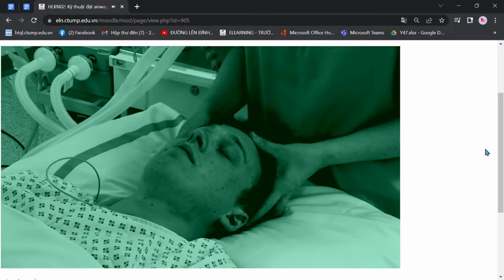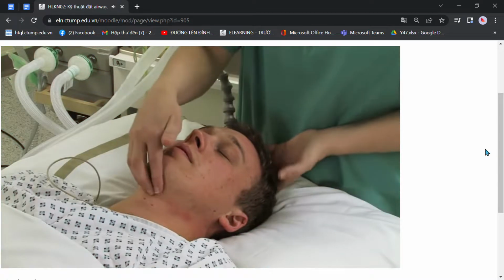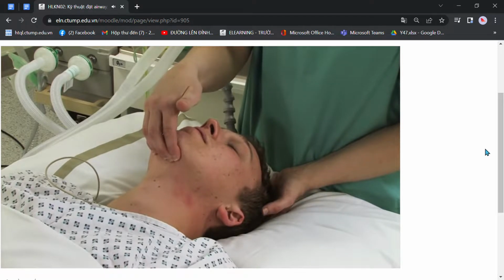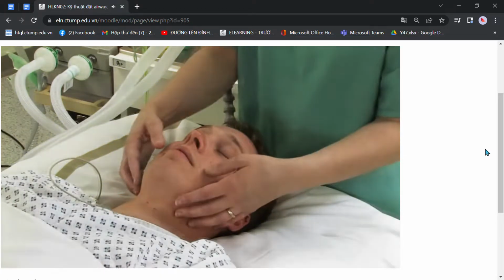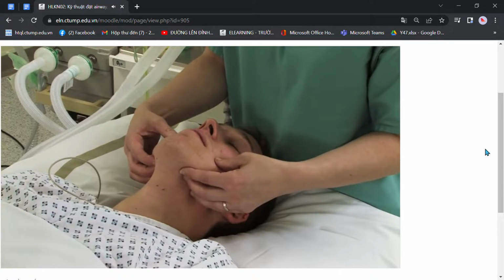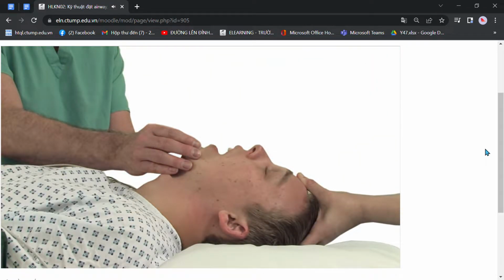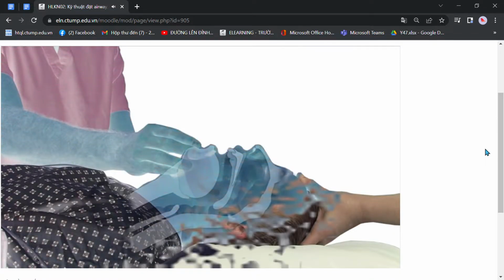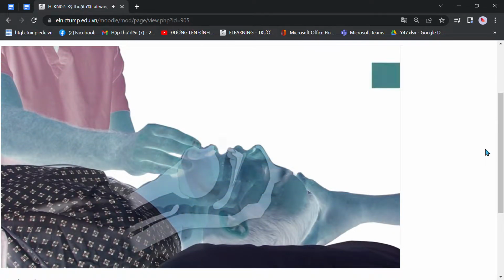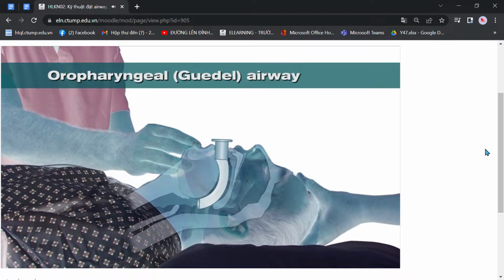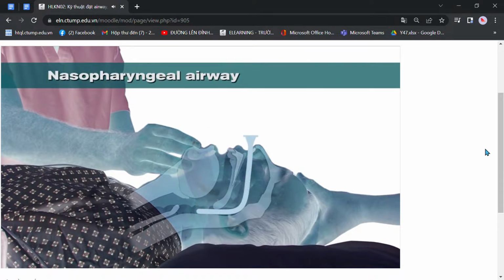Initial management of the obstructed airway calls for manoeuvres to clear the airway, these being head tilt, chin lift, and jaw thrust. Suction may also be required. A number of adjuncts may also be used to improve the patency of the airway, these being the oral pharyngeal or Guedel airway or a nasal pharyngeal airway.